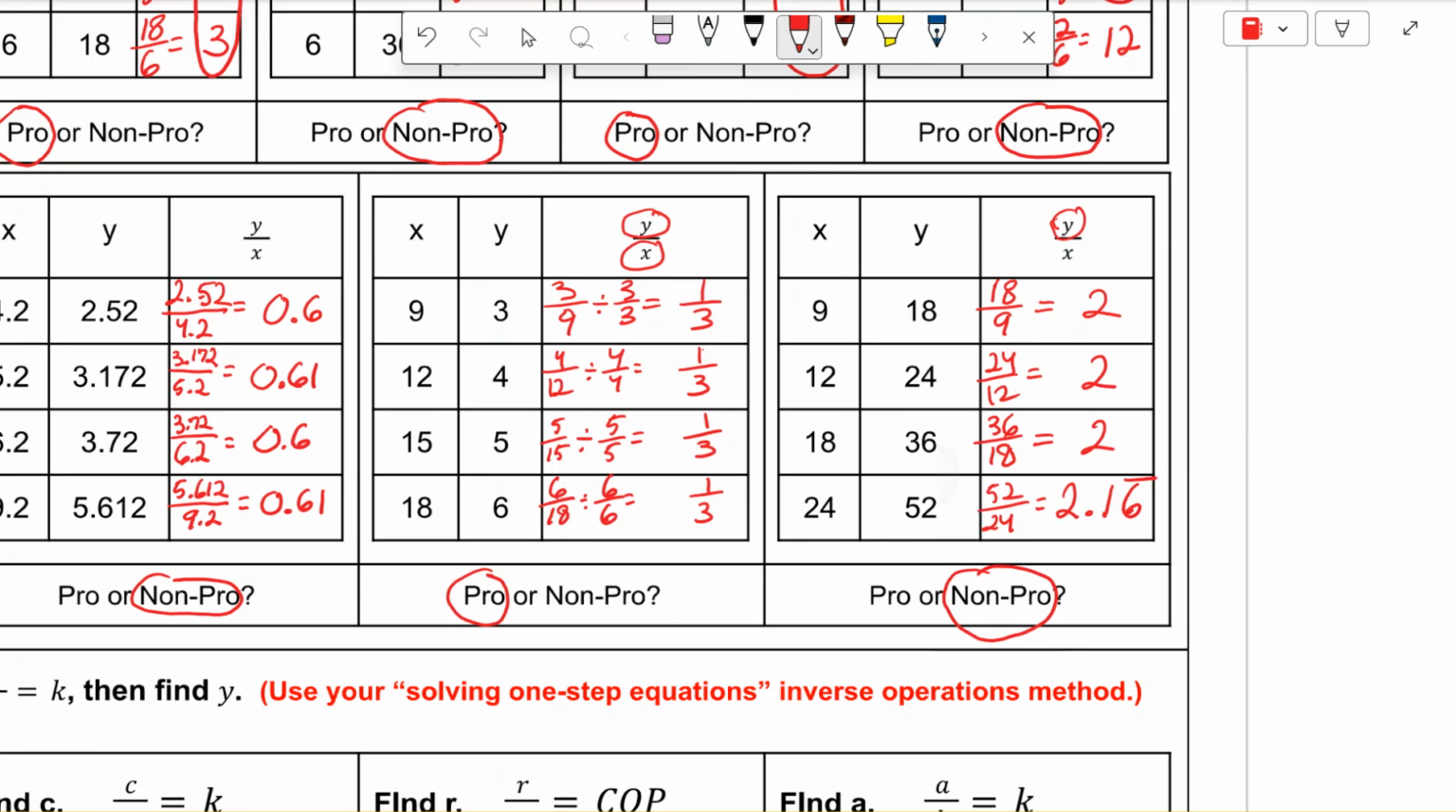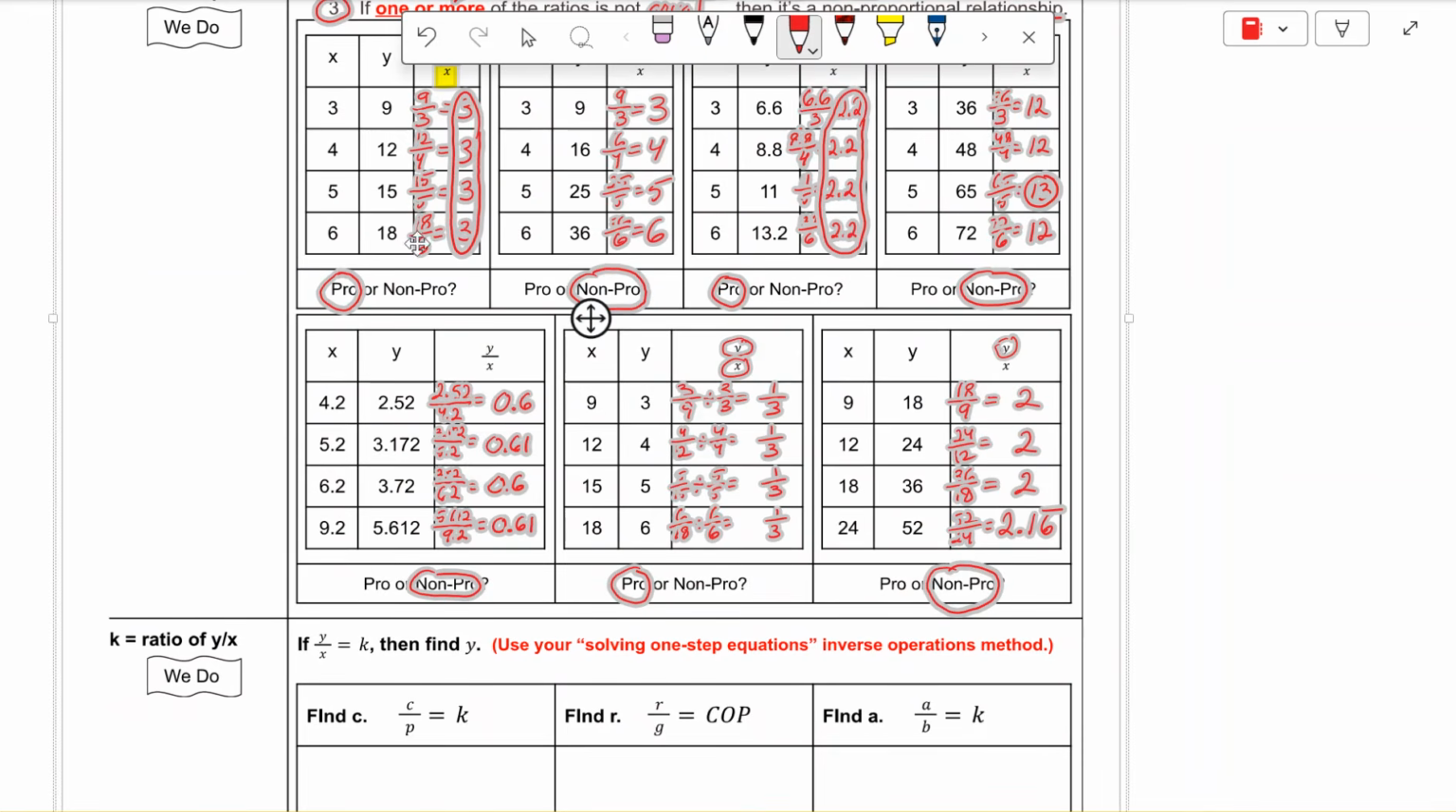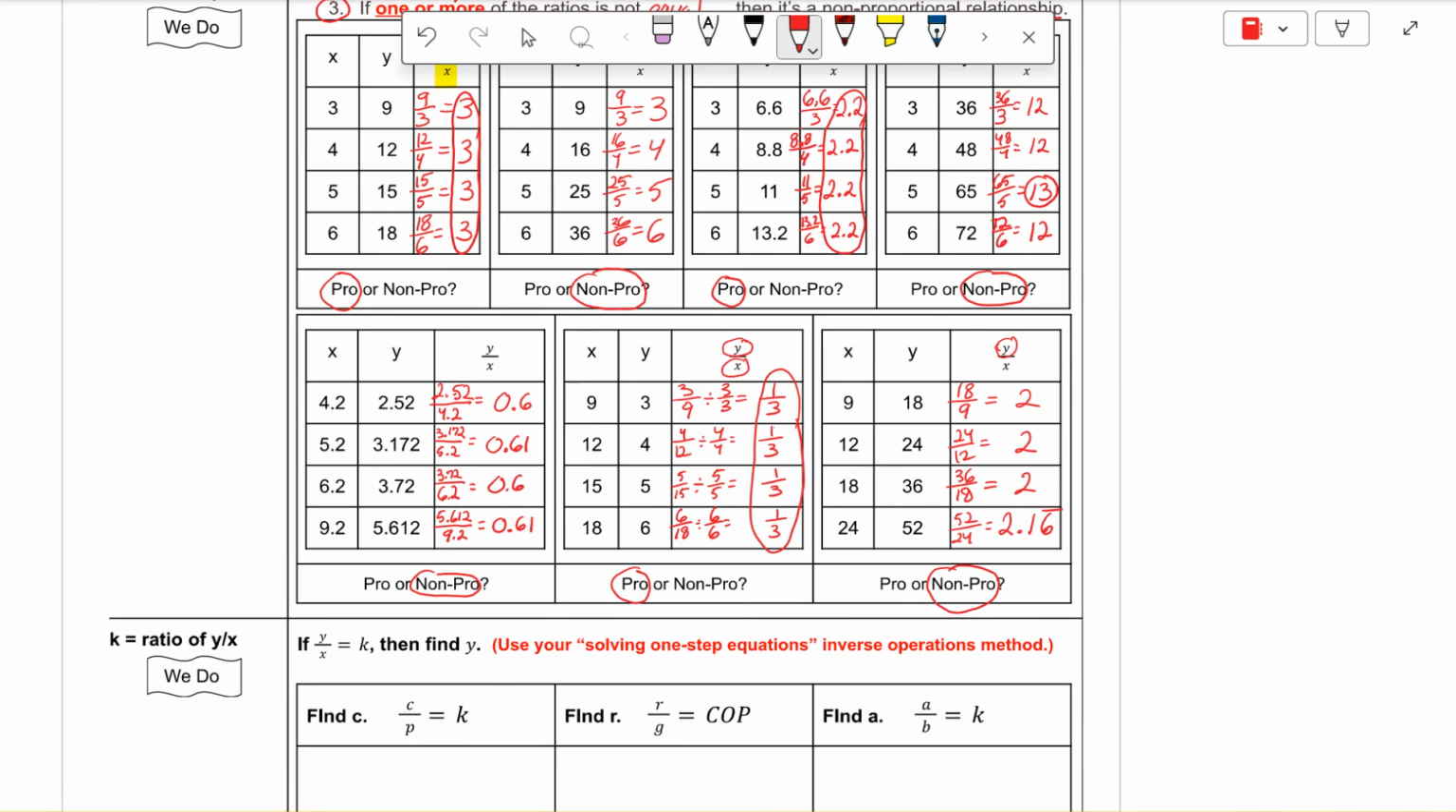So I think you got the idea. You take y, you divide it by x. You be very careful. You use your calculator, and they have to all match to be proportional. So we had the first one proportional, the third one, we had one down here. They're all 1/3 proportional, and all the rest had something different. They were not all equal.